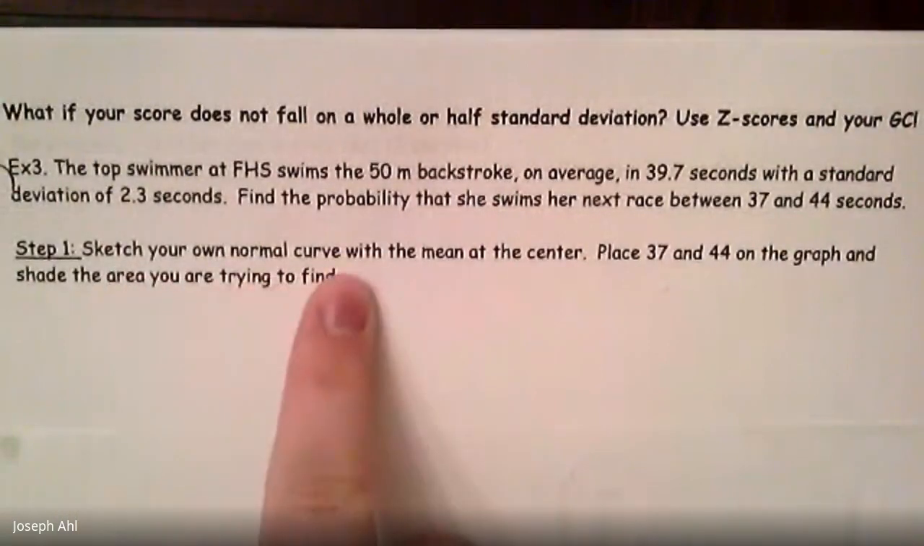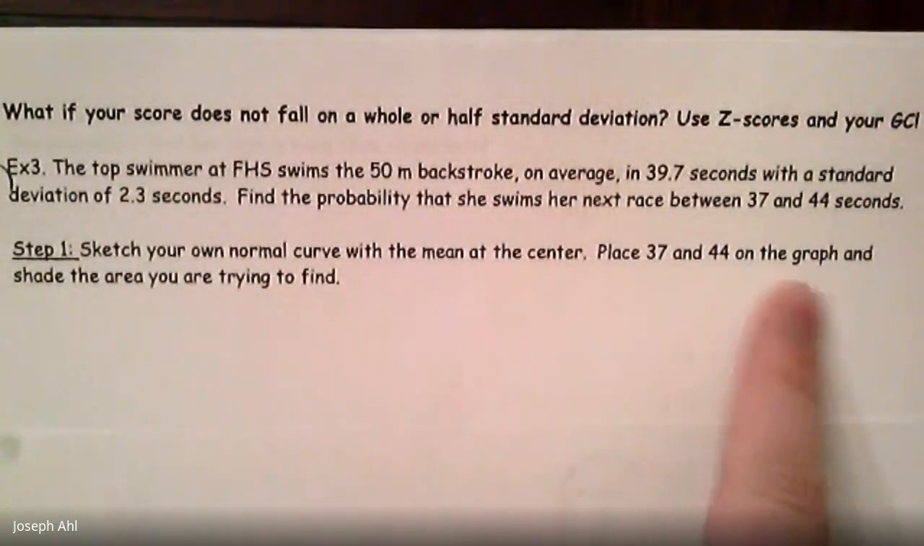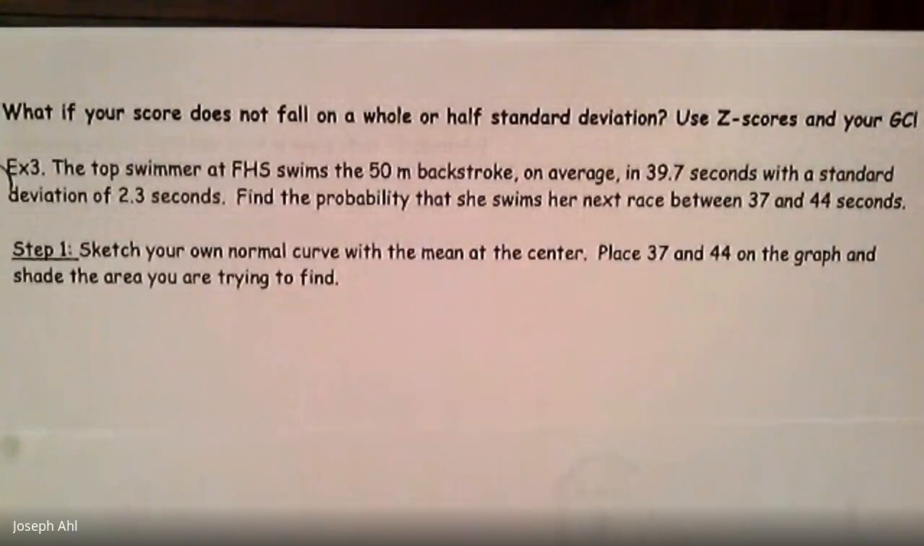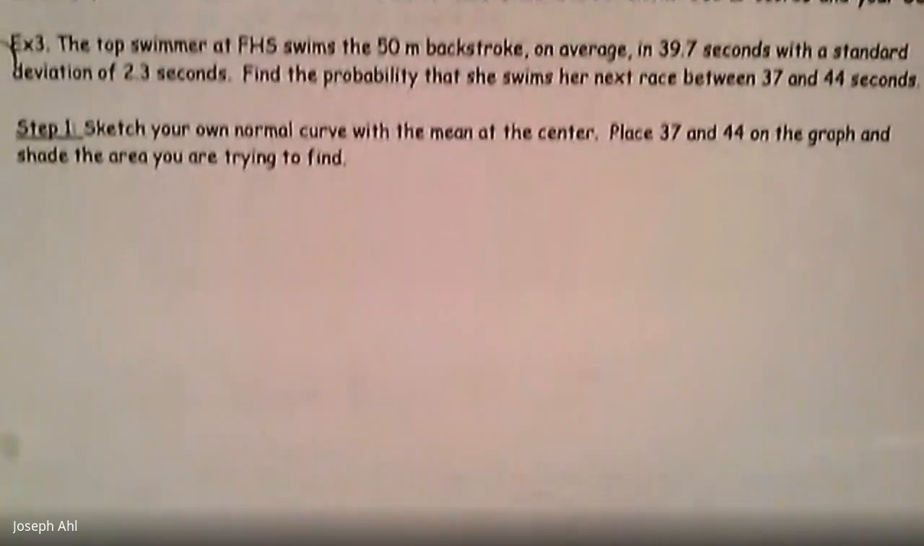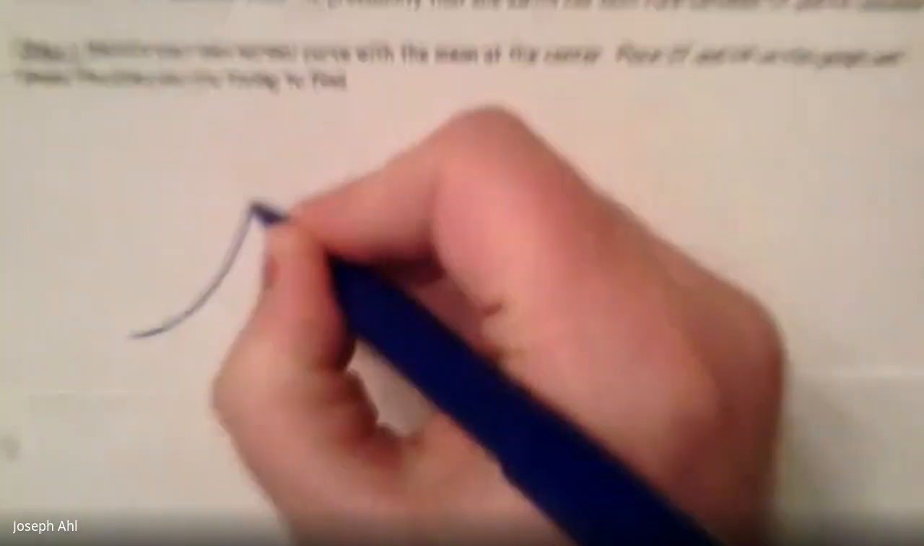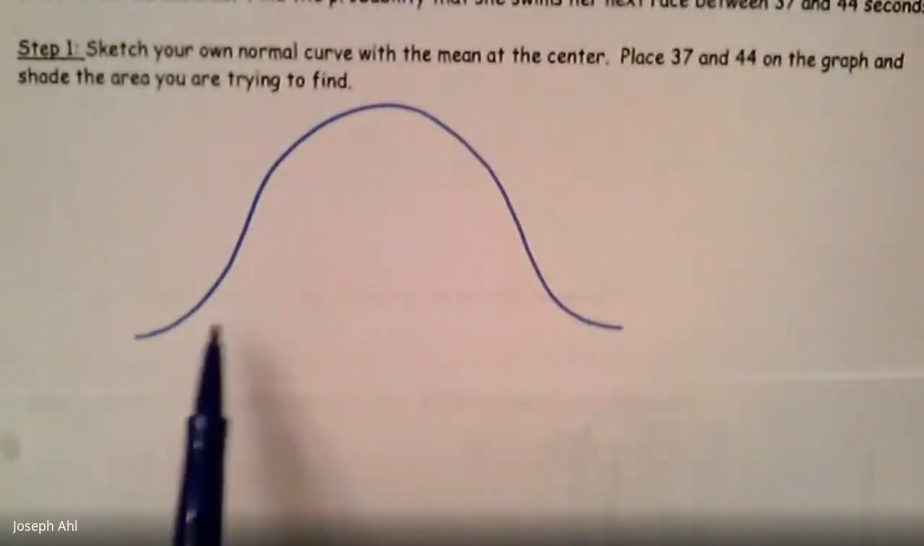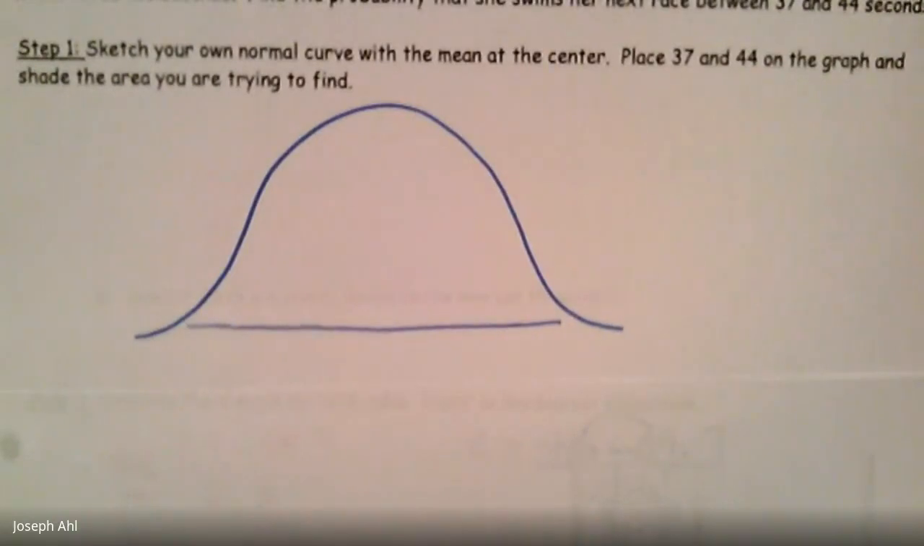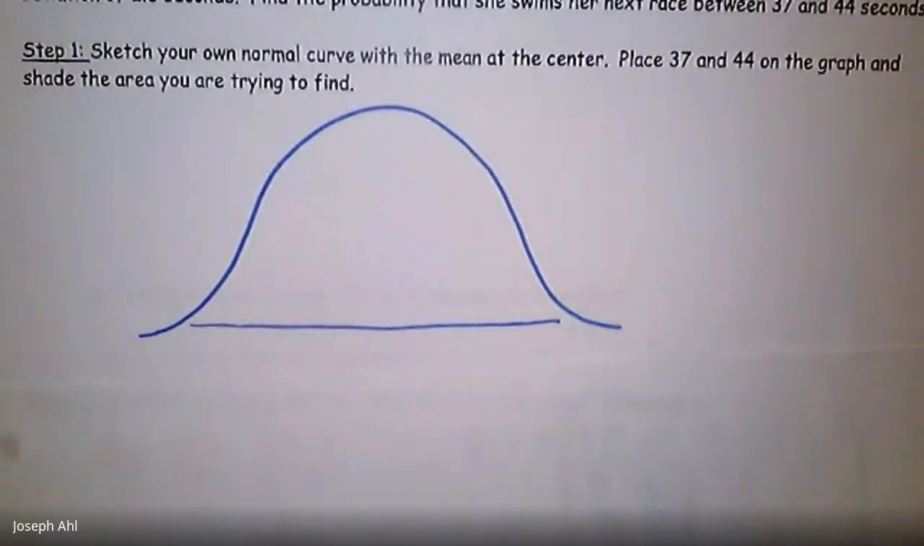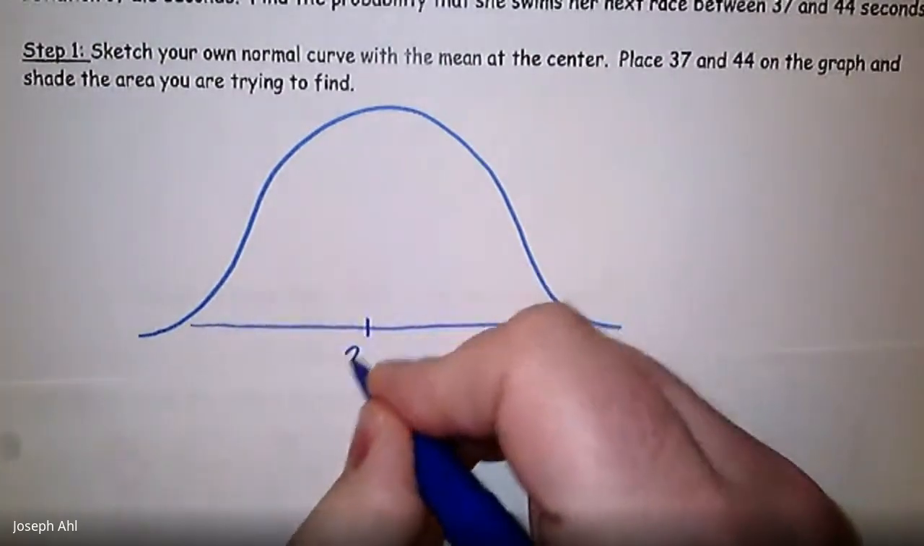Okay, sketch your normal curve with the mean at the center. Place 37 and 44 on the graph and shade the area that we're trying to find. In a lot of these questions that involve z-scores and the normal curve, we're going to make a big bell-shaped curve and draw a line underneath it that we can define some values with. In this scenario, let me turn on the light, see if that helps a little bit. Okay, in this particular scenario, we know that the mean is 39.7, so we can put that right in the middle.